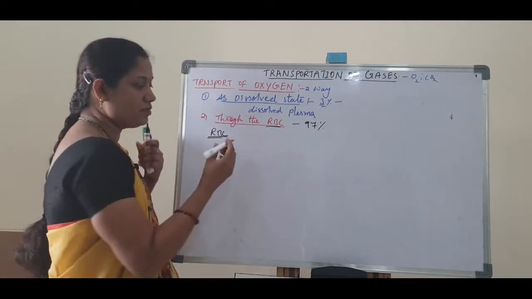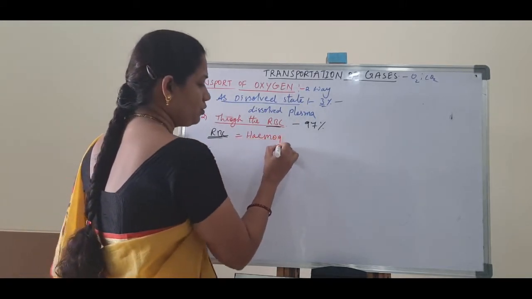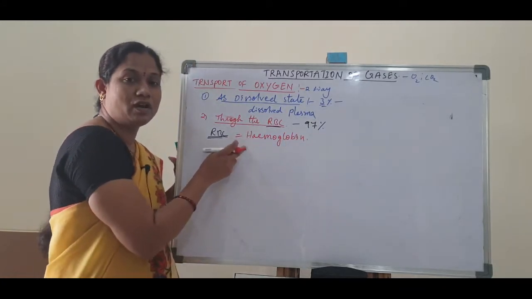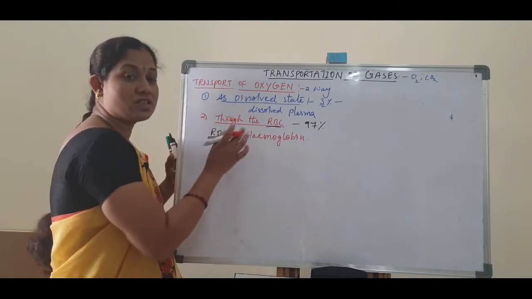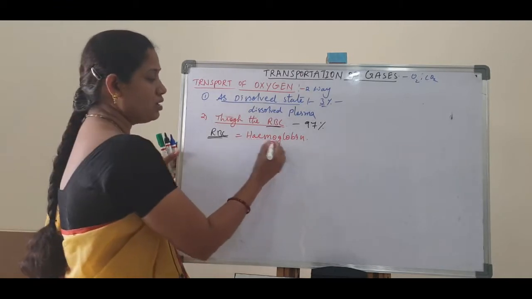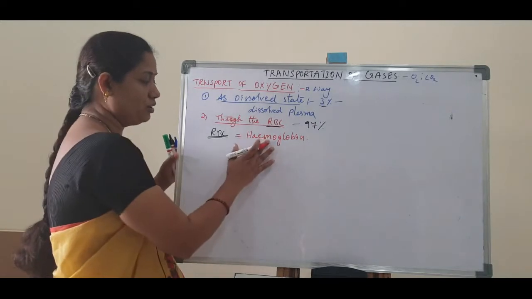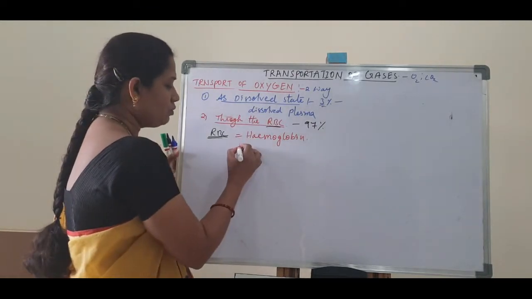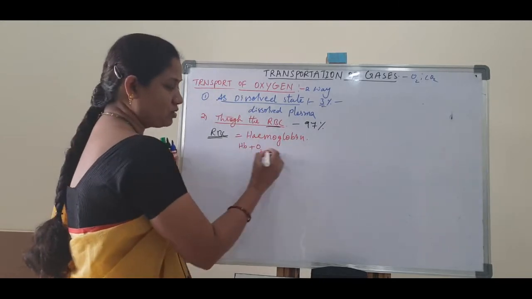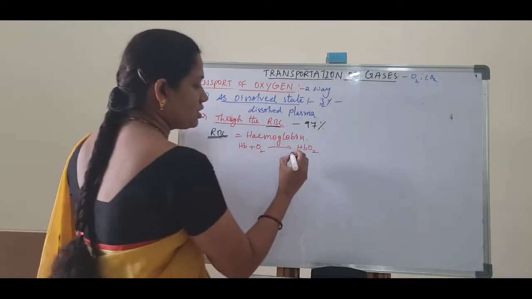What is present in the RBC? Hemoglobin. A respiratory pigment is present. Hemoglobin is also called a respiratory pigment, which helps in the transportation of oxygen. This hemoglobin binds with oxygen to form oxyhemoglobin. You can write the equation: Hb means hemoglobin, and hemoglobin binds with oxygen to form HbO2. HbO2 means oxyhemoglobin.